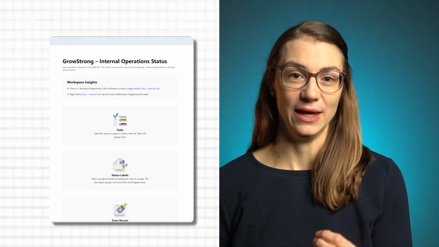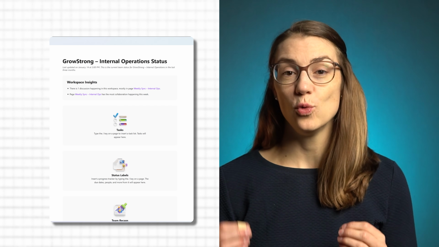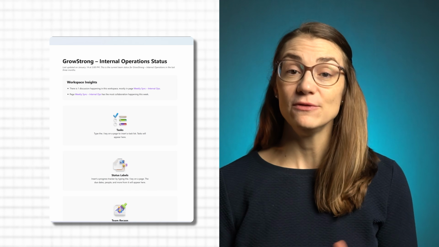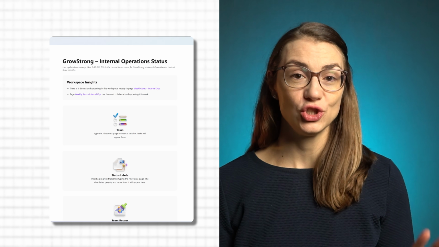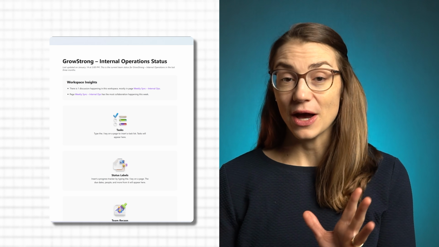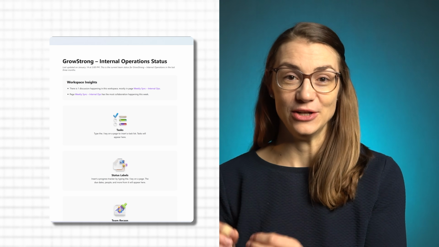But here's the thing. When used properly, the Workspace status view can give you a high-level overview of what's happening across your entire Loop space without digging through individual pages.